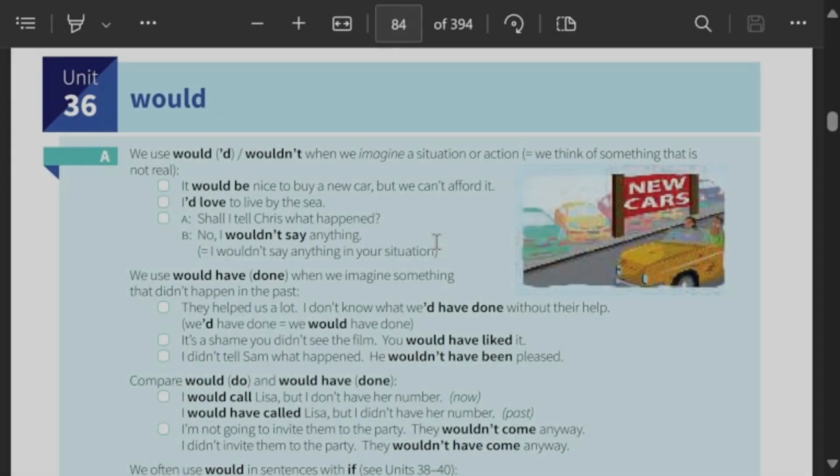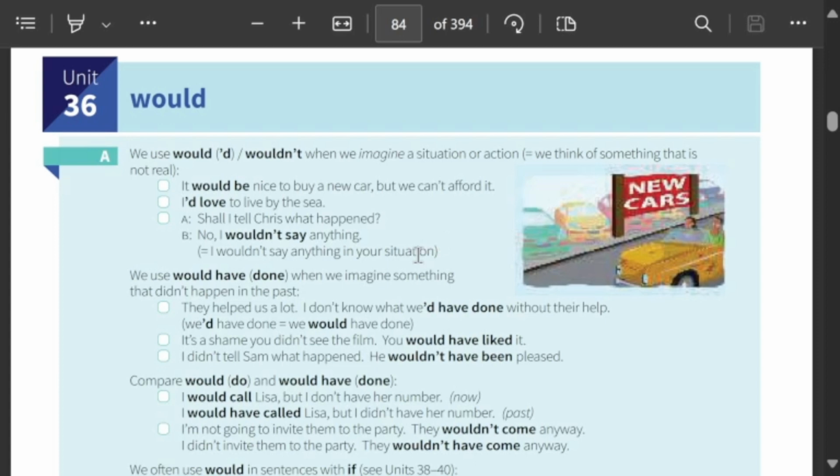Unit 36, would. It's a useful one. You'll use this a lot. Look at this. We use would. You see apostrophe d, right? Remember, apostrophe d can also be had, so be careful with this. It can also be would.